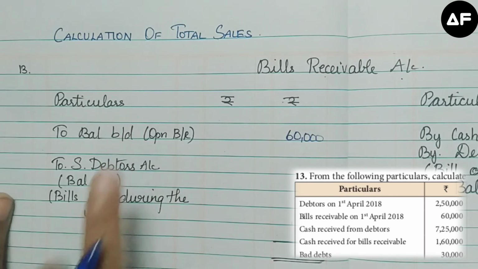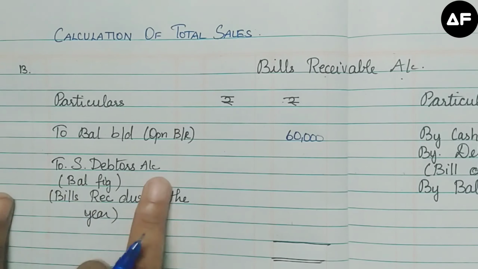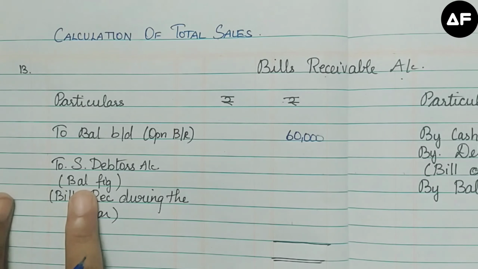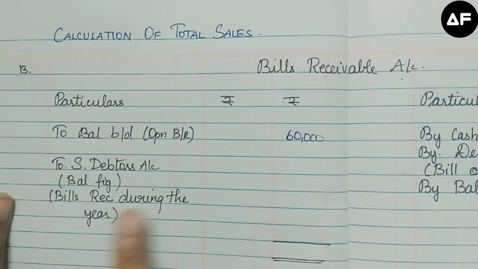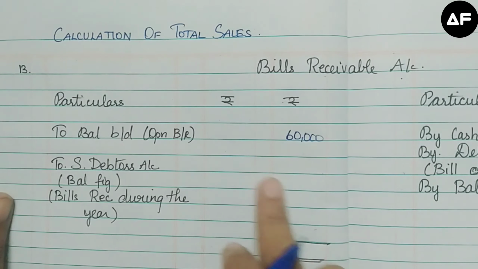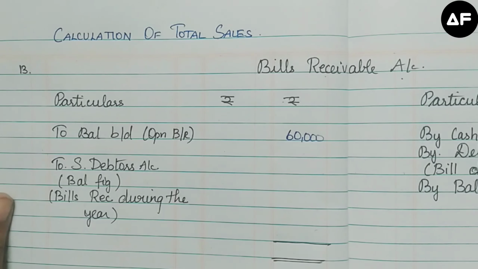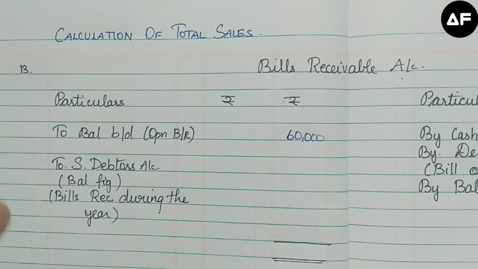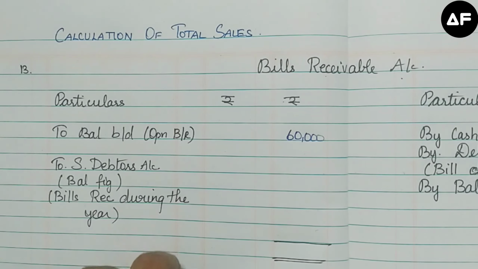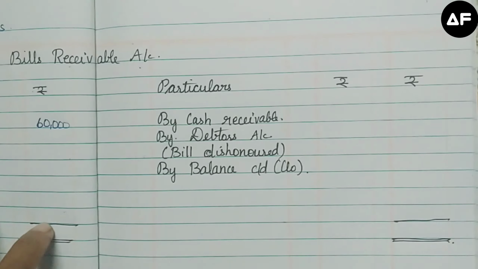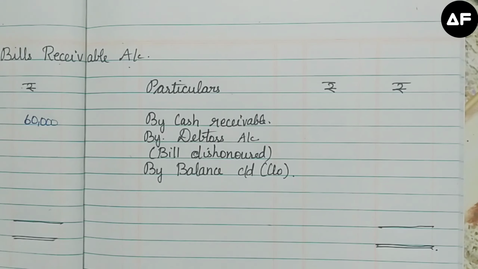So apart from that, in the debit side, we have the sundry debtors account, that is a balancing figure which shows you the bills received during the year. So the figure what you get over here is going to be transferred into the sundry debtors account. So next let's move on to the credit side, as we do not have anything to do with the debit side. So when we move on to the credit side, now in my credit side I have written 3 items.